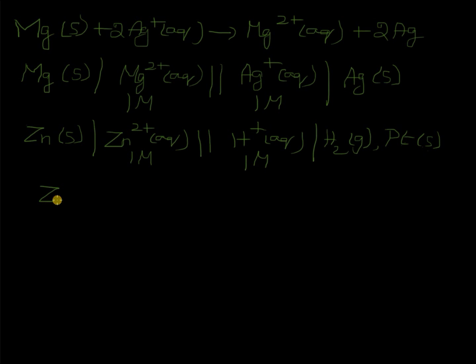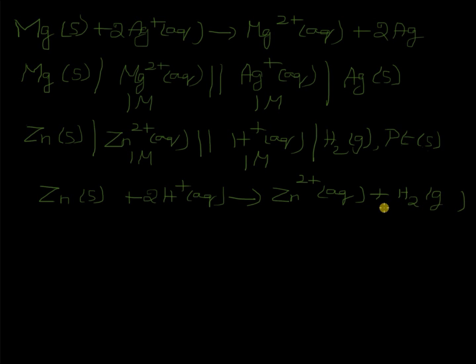How to write the equation here? Zn solid plus 2H+ aqueous giving Zn2+ aqueous plus H2 gas. Once the cell is constructed, we must know what is the EMF of the cell. That is given by E0 cell is equal to E0 of the cathode minus E0 of the anode.